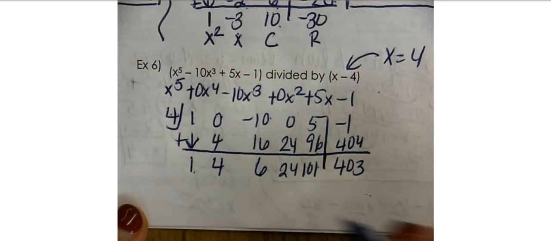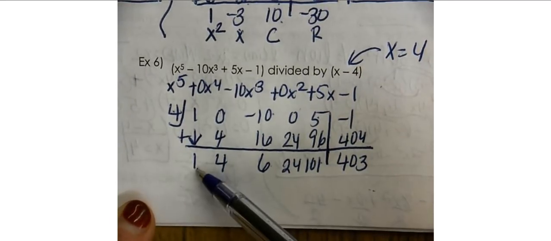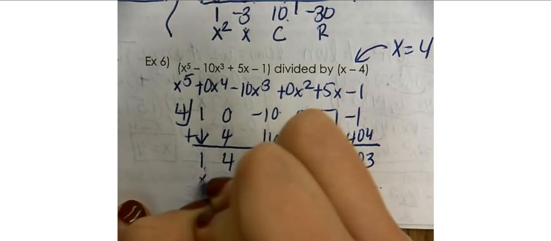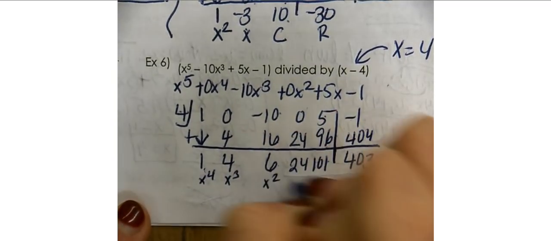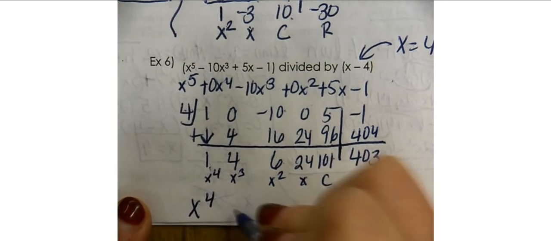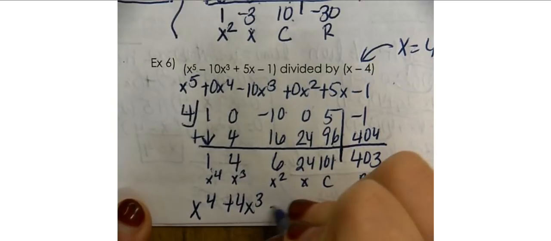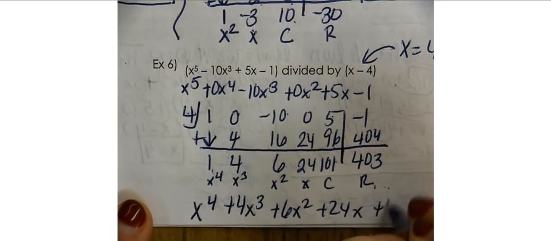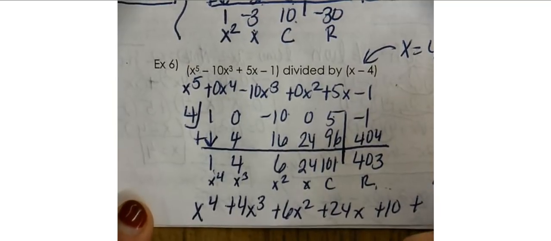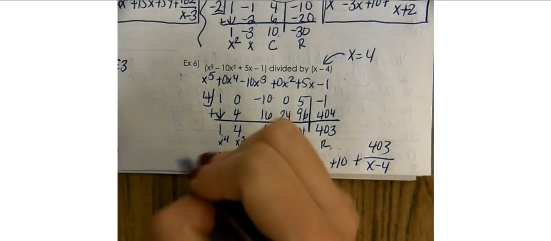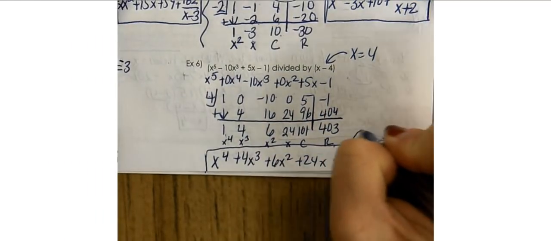So our answer is, well, this is a degree 1 less than what we started with. So that's going to be an x to the 4th, an x to the 3rd, an x squared, an x, a constant, and my remainder. So my answer is x to the 4th plus 4x cubed plus 6x squared plus 24x plus 101 plus 403 divided by x minus 4. And that is my answer, as well as the end of this video.